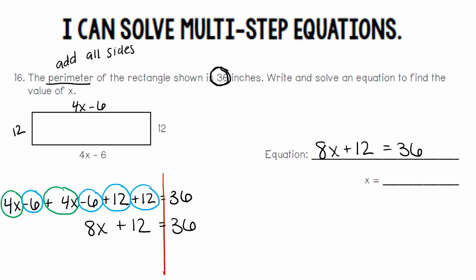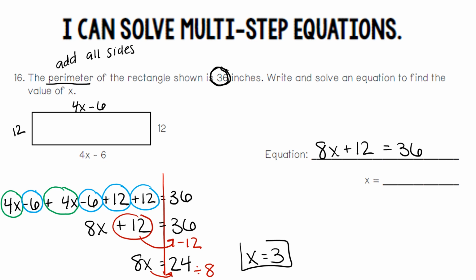Now, it wants us to solve the entire thing to get an x equals value. So instead of plus 12, we do the opposite. We do a minus 12. 36 minus 12 gets us 24, and the 8x does stay the same because we did not use that part yet. 8 and x side by side means multiply, so we would do the opposite. We would divide. 24 divided by 8 would give us an answer of 3. X equals 3.